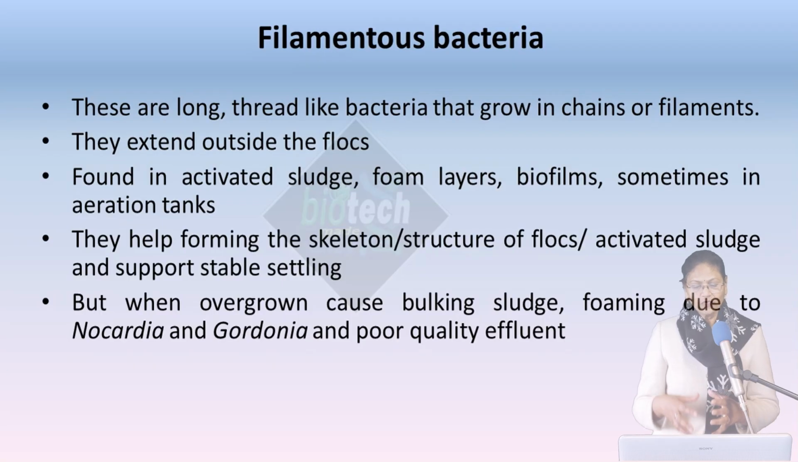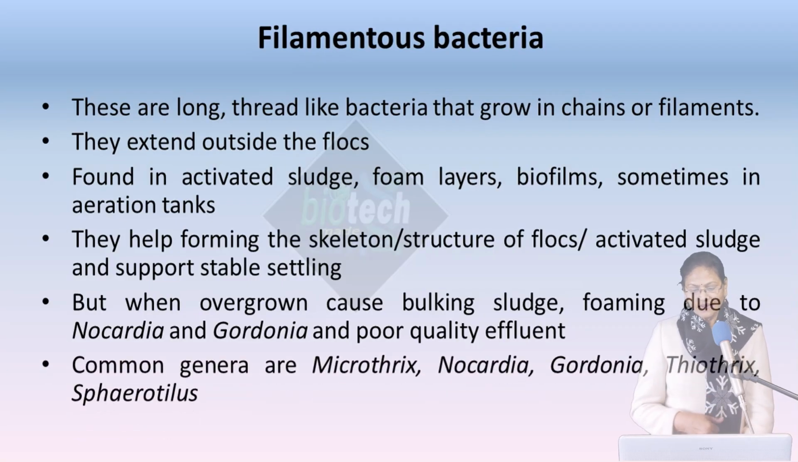But when they are overgrown, they cause the bulking of the sludge, and foaming takes place. The sludge becomes light in weight, and then the settling becomes very poor. The examples are Nocardia and Gordonia. Ultimately, poor quality of effluent is produced because of the presence of these overgrown filamentous bacteria. Common genera are Microthrix, Nocardia, Gordonia, Thiothrix, and Sphaerotilus.